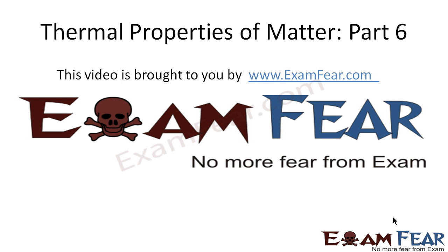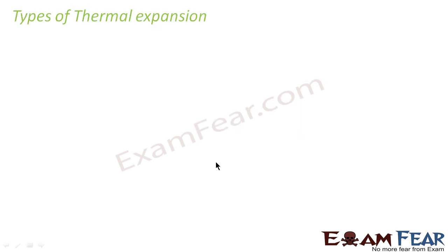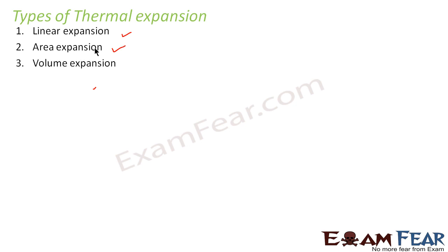Please make sure that you have watched all the videos from part 1 to part 5 before going ahead with part 6. Now let us look at the different types of thermal expansion. There are three types of thermal expansion. The first is linear expansion, area expansion, and the volume expansion. I'm very sure that you must have got some idea about it by seeing their names. Now we'll discuss each one of them one by one in detail.